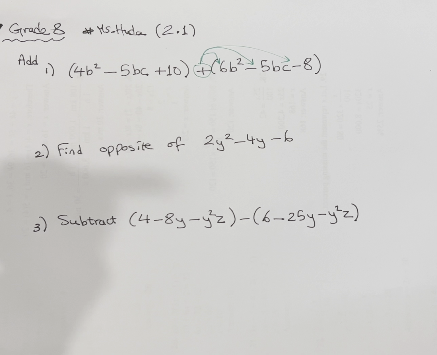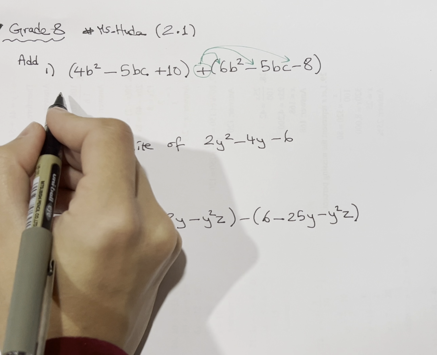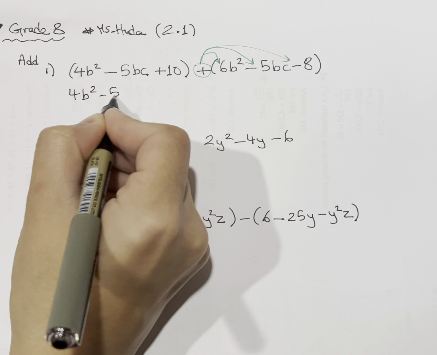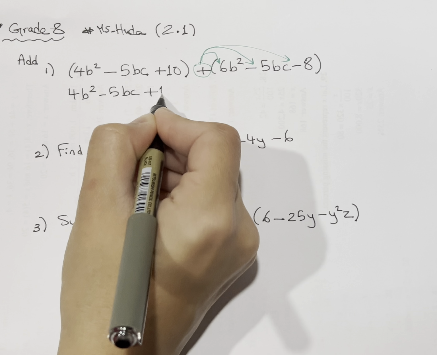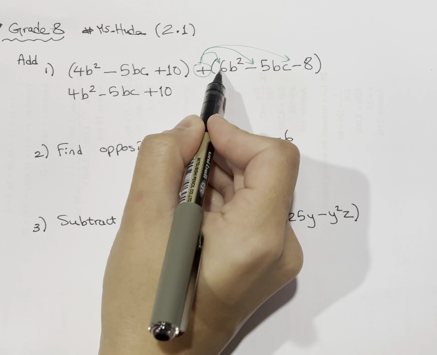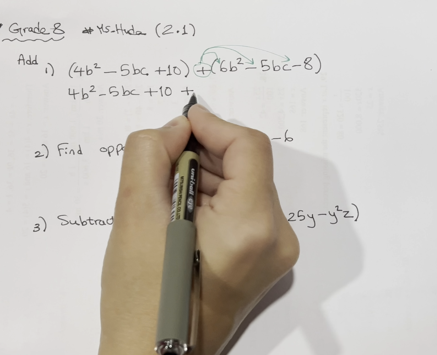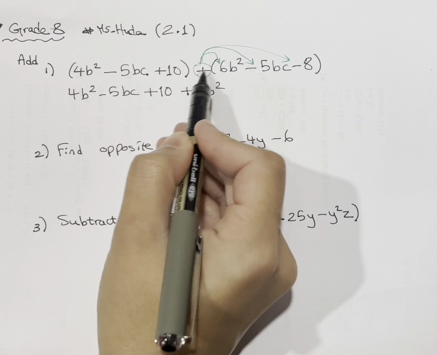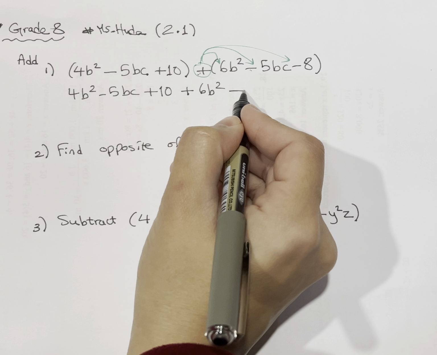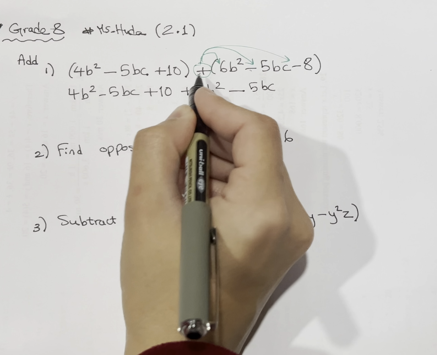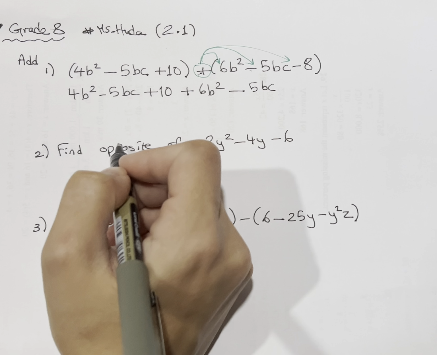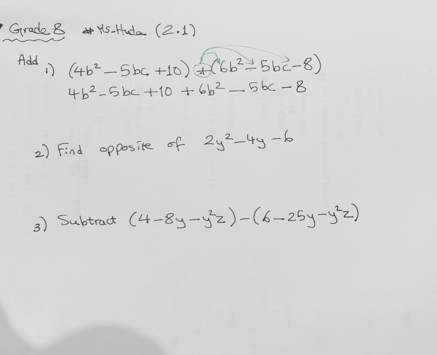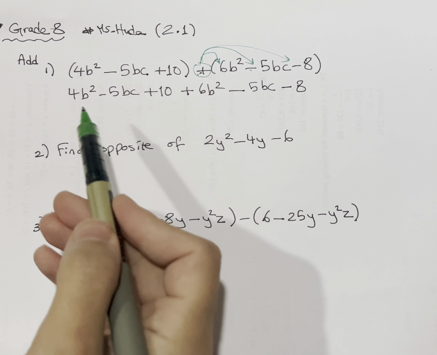So the first expression that I have to write again: 4b squared minus 5bc plus 10. Now positive and positive will give me positive 6b squared. Different sign, positive and negative, it's negative 5bc. And positive with negative, if you multiply them, again it's different, it will give you a different sign. Now, I'll get an algebraic expression like this.